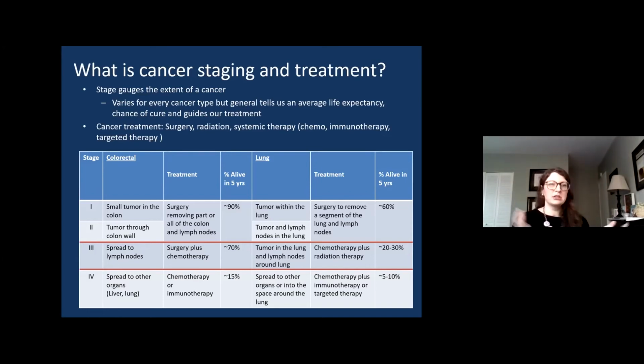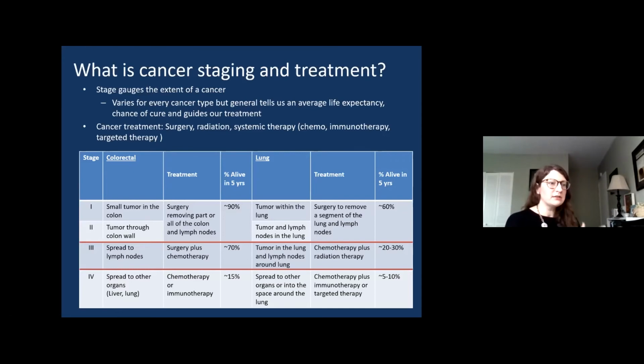When we talk about a stage 3 cancer, that means it's still localized, meaning in the area where it started, but has spread a little bit to the lymph nodes around that area. And when we talk about a stage 4 cancer, that's when it's spread to other organs in the body. For colorectal cancer, it usually tends to spread to the liver and the lung. And for lung cancer, it typically tends to spread to the space around the lung and to liver, bone, and brain.